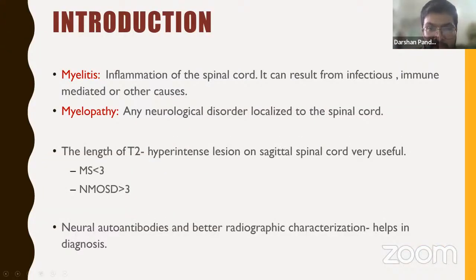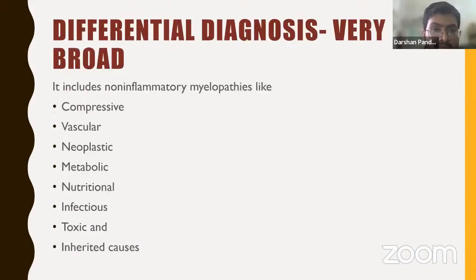Myelitis is inflammation of the spinal cord, and myelopathy is any neurological disorder localized to the spinal cord. The length of the lesion can be very useful. Commonly in MS, it is less than 3 segments, and in NMO, more than 3 segments are involved. Differential diagnosis is very broad. We'll look into details afterwards.